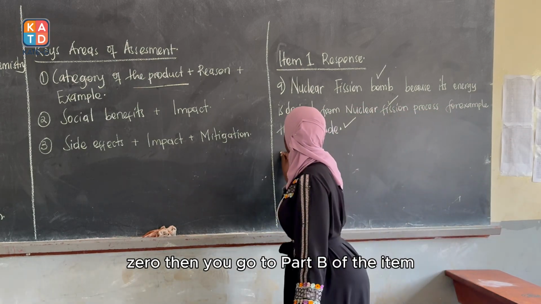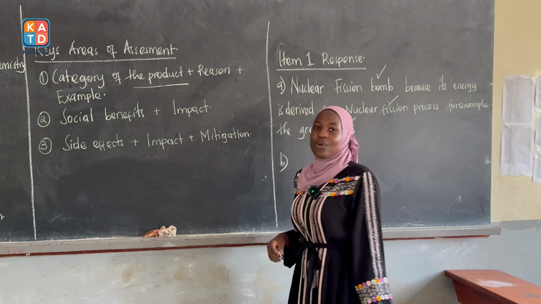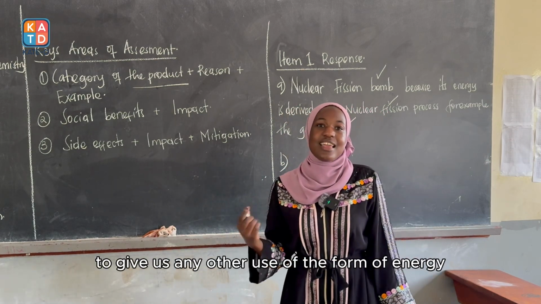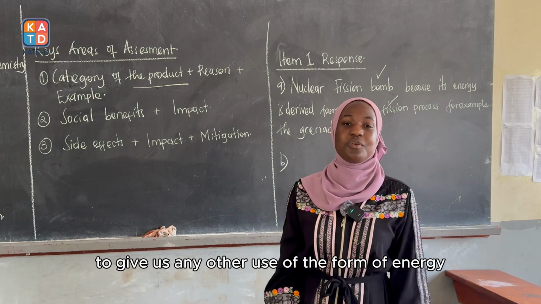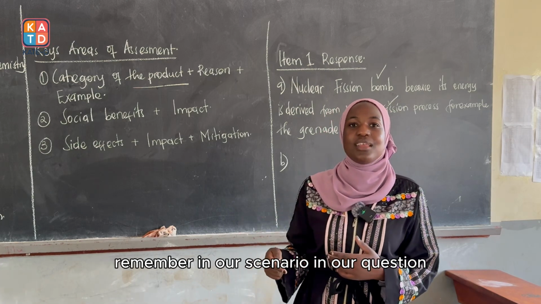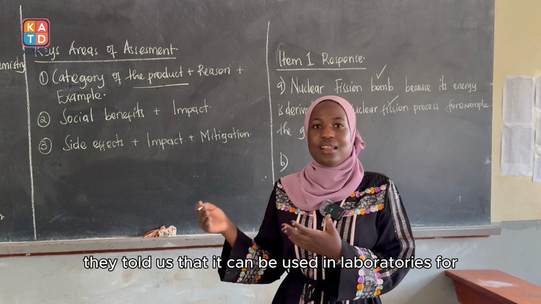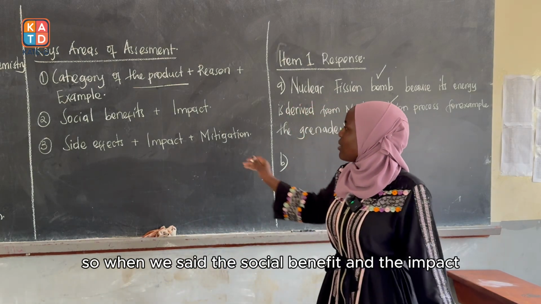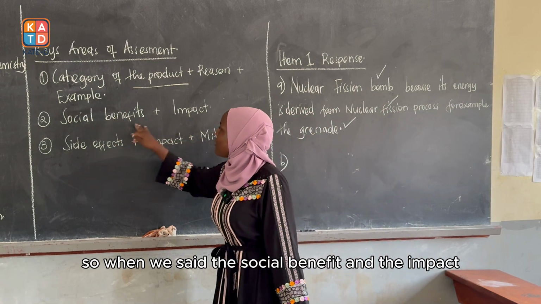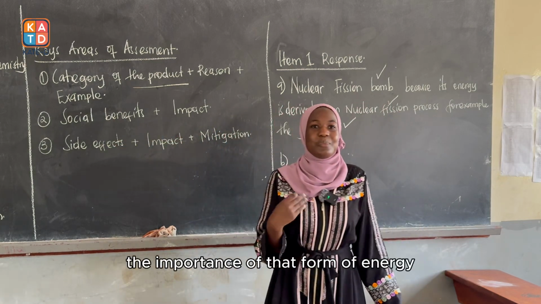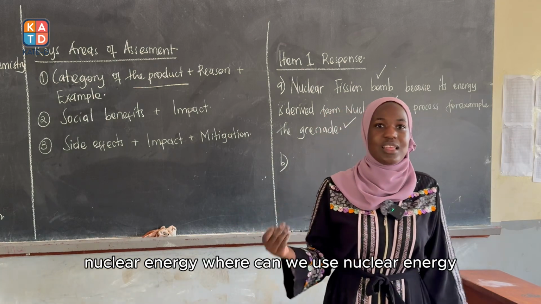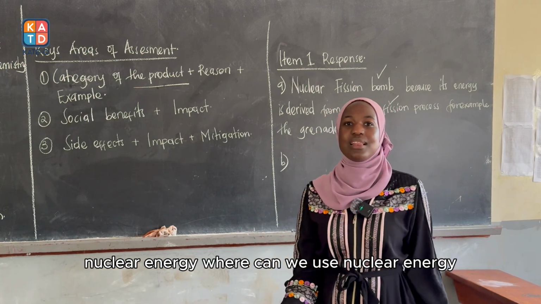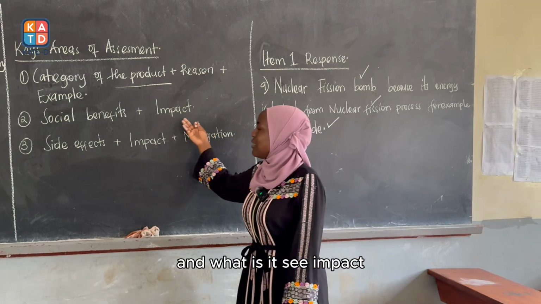Then you go to part B of the item, where they are telling us to give any other use of the form of energy. Remember, in our question, they told us that it can be used in laboratories for cancerous things and what. So when we said the social benefit and the impact, I'm supposed to give the importance of that form of energy, nuclear energy. Where can we use nuclear energy and what is its impact?